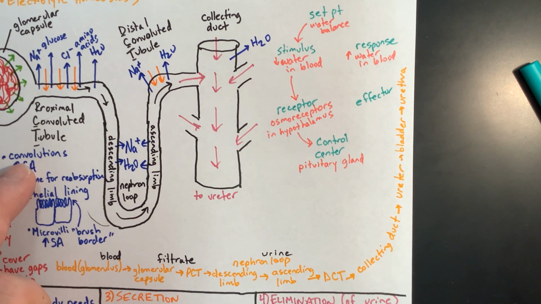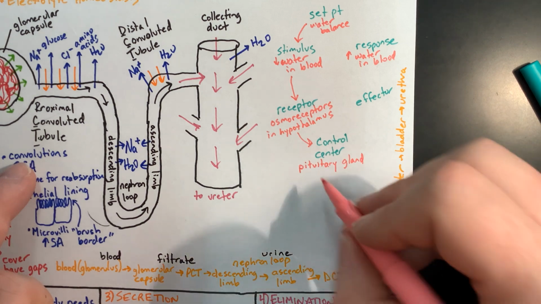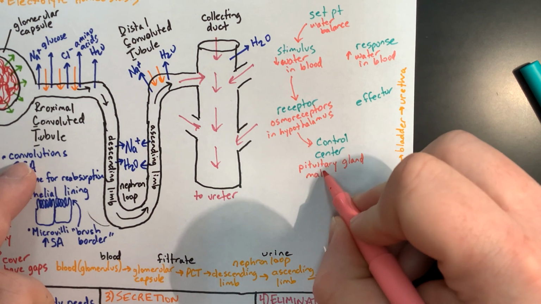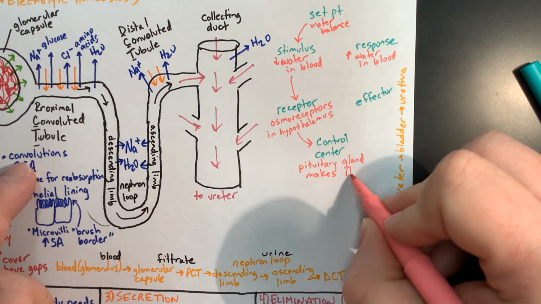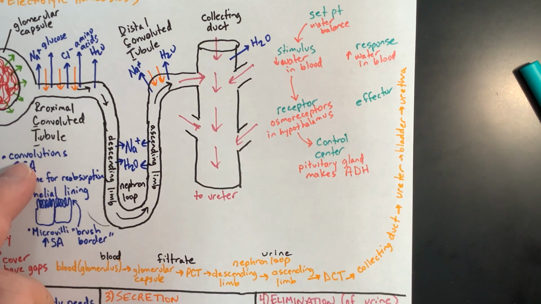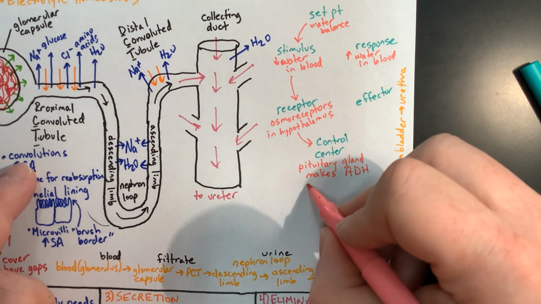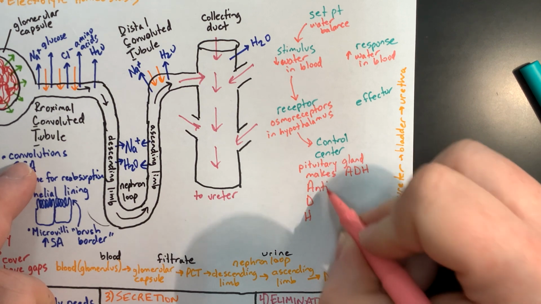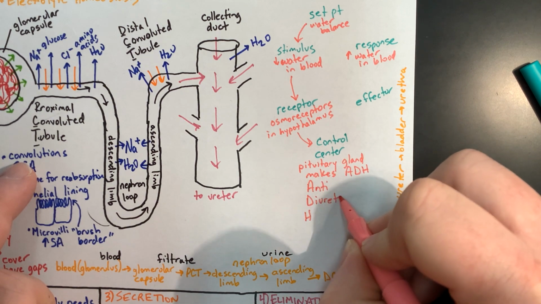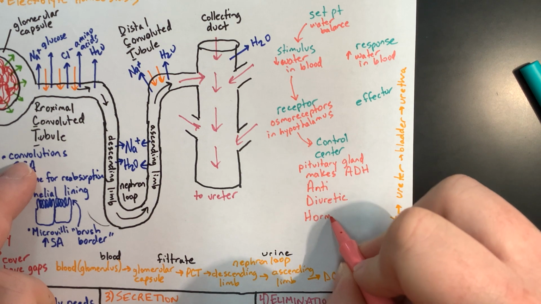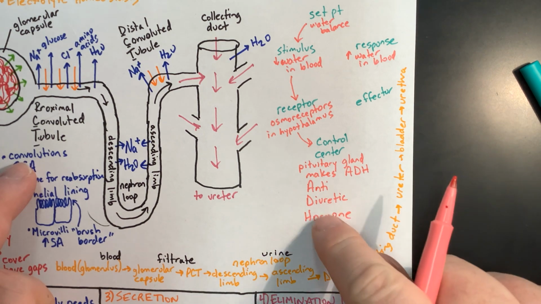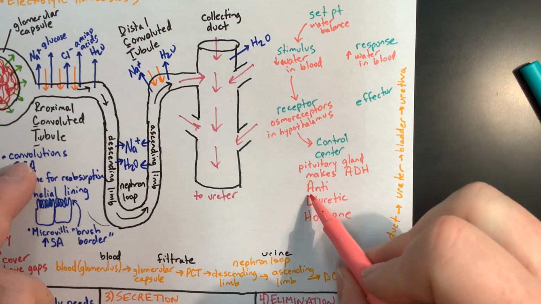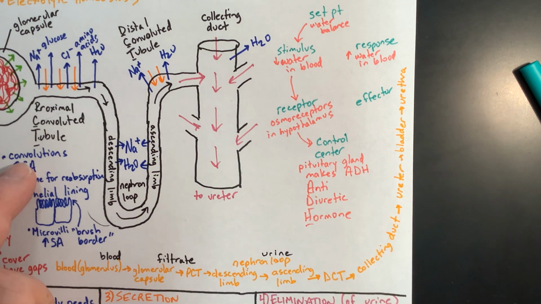And if a correction is needed, the pituitary gland is going to signal to the effectors. Pituitary gland makes ADH. So that is a hormone, ADH. ADH stands for anti-diuretic hormone. A diuretic is a medicine that makes you go pee. Anti-diuretic means it's gonna make you go pee less because we need to keep some water.